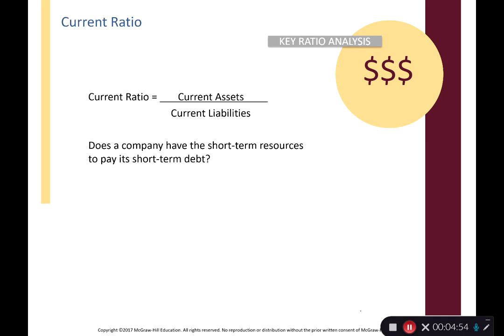At a minimum, this needs to be 1. So the minimum is 1, and the reason for that is if we have 1, it means for every dollar in current liabilities, we have exactly $1 in current assets. If we go less than 1, it means we don't have enough current assets to pay off those current liabilities, which definitely would not be a good thing. Higher is generally better.